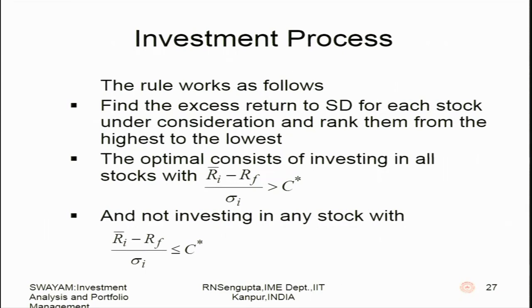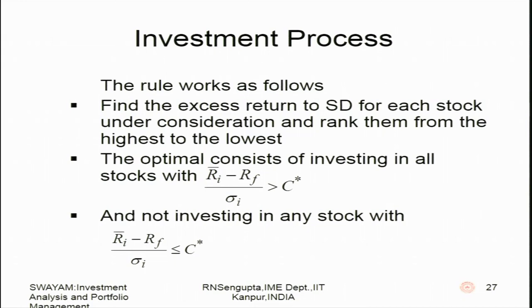Find the excess return to standard deviation for each stock under consideration and rank them from the highest to the lowest, exactly the same thing which you have done for the last three examples. What are the three examples? Short selling not being there, short selling being there with the normal definition, and short selling being there with the Lintner's definition.